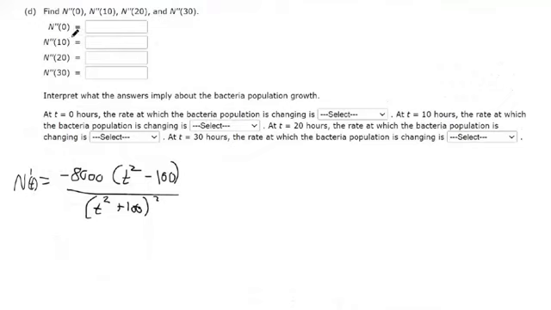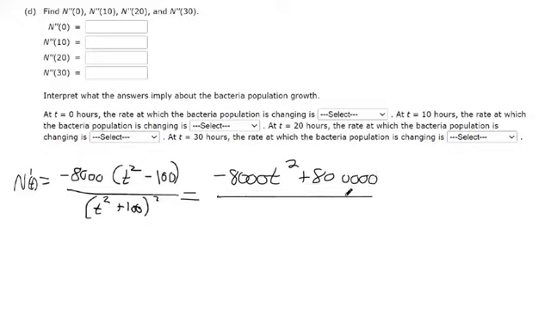For part D, they want us to evaluate the second derivative. So we don't have that yet. We have just the first derivative. So for the second derivative, I'm going to rewrite just a little bit. I'm going to distribute that negative 8,000, because when we take a derivative, it's nice to have separate terms. That way we can use the power rule.